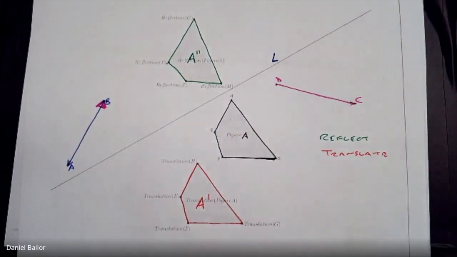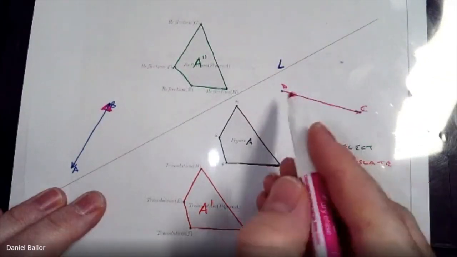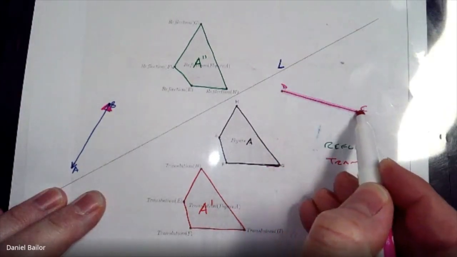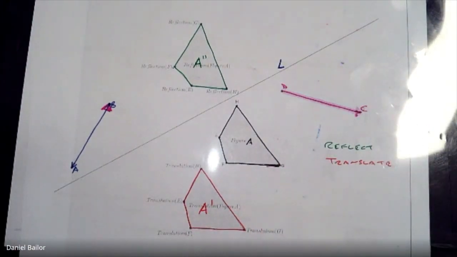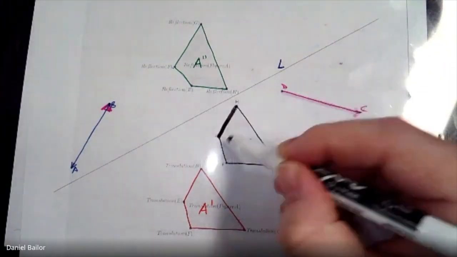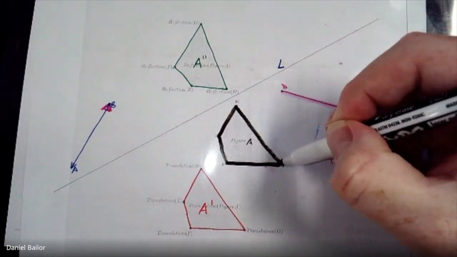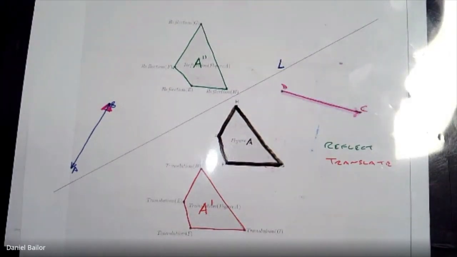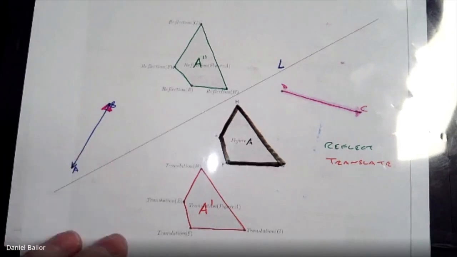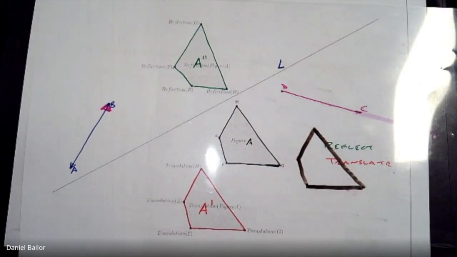Let's try it. I'm going to take my transparency. I'm going to copy my vector. You can do this with me if you want, or you can just watch. And I'm going to copy and trace my figure. Now let's say I translate on vector DC. So I slide it following vector DC, and that's where figure A goes.